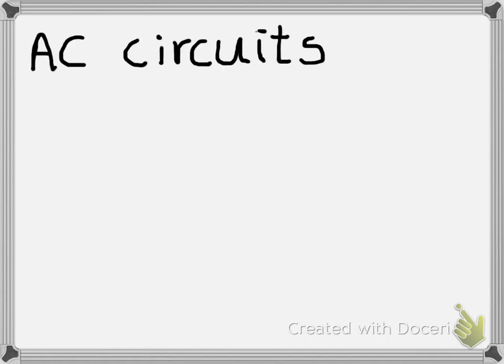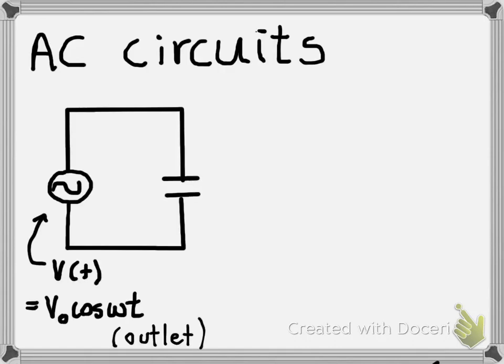Alright, hello everybody. We're going to discuss in this video AC circuits. An AC circuit has a power source, a voltage source that depends on time, and we're going to assume that the dependence is like V naught cosine of omega t. So it has a peak value of V naught and it oscillates as a function cosine of omega t. This is the kind of potential difference that you will get when you connect something to an outlet.